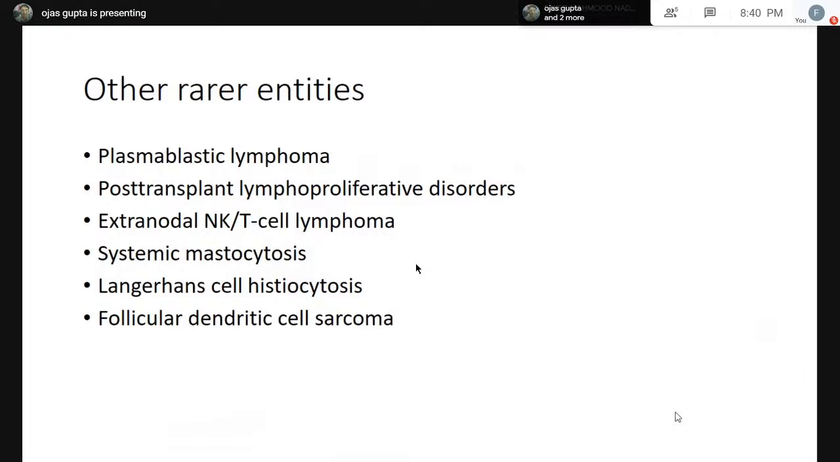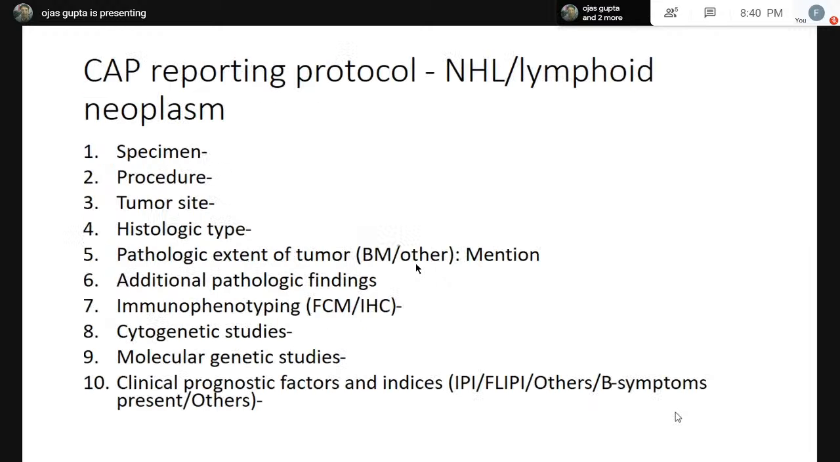Other rare entities are plasmablastic lymphoma, post-transplant lymphoproliferative disorders, which are mostly EBV related, extranodal NK T-cell lymphoma, systemic mastocytosis, LCH, and follicular dendritic cell sarcoma. These are very rare entities, and because of shortage of time, I am not covering these.